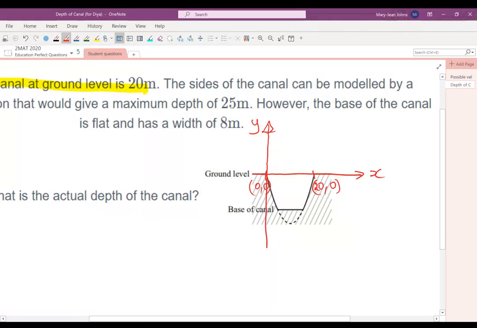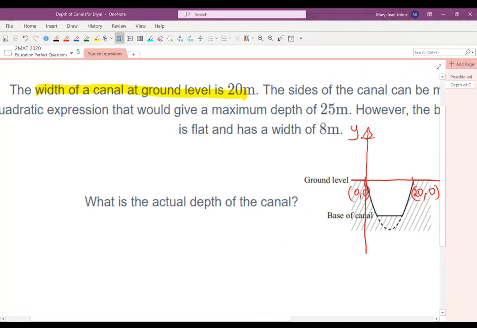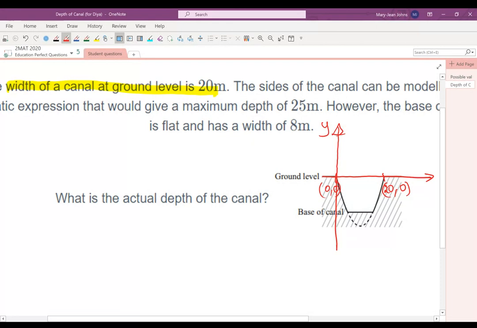Now looking at the next lot. The sides of the canal can be modelled on a quadratic expression. Well, it's a parabola, so that's good. That gives us a maximum depth of 25. That means down here is 25 down, so we're going to have a negative 25 down here. And remember that our parabolas are symmetrical, so halfway between 0 and 20 is 10. So I can feed all of those points into my graphics calculator, as you know, and get the equation of my quadratic.